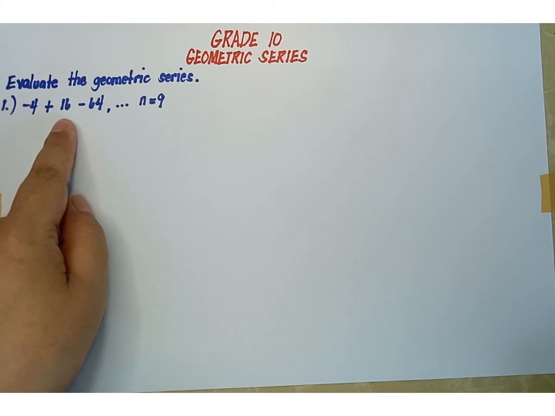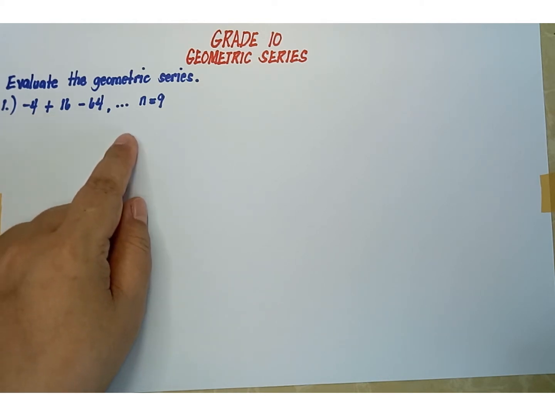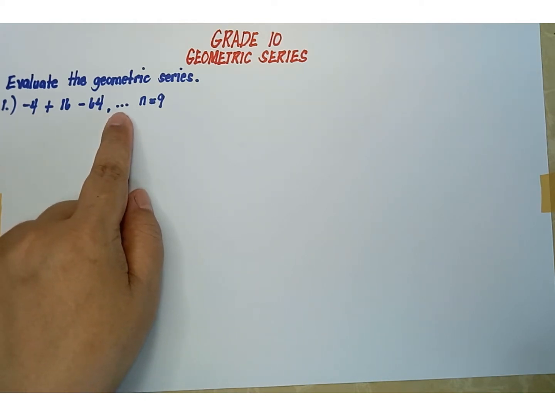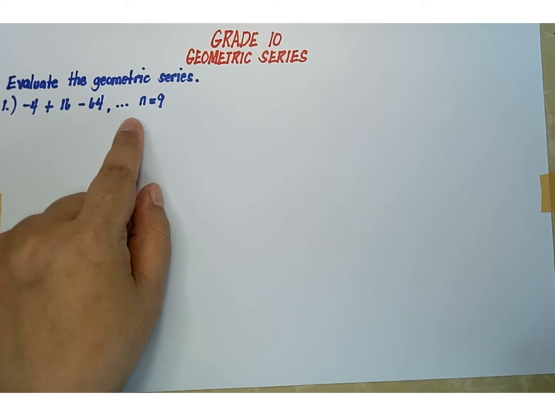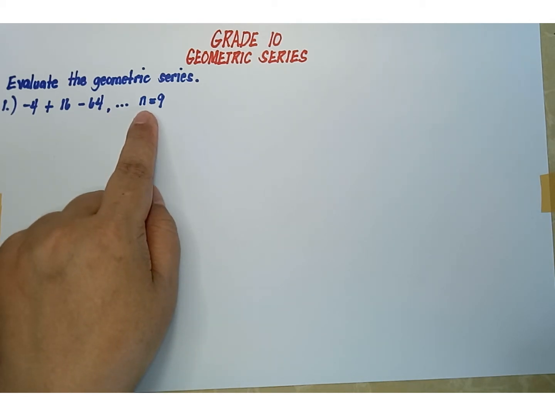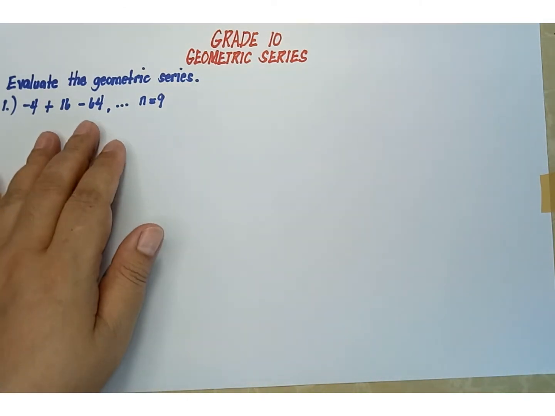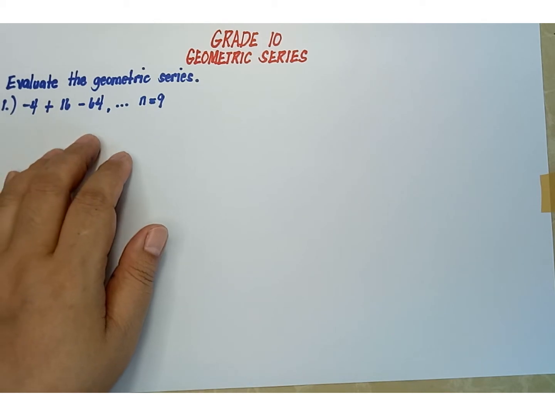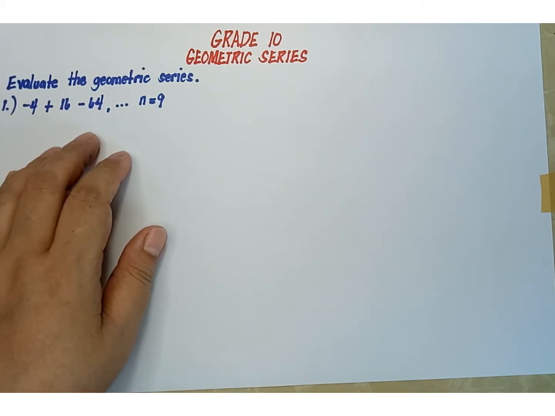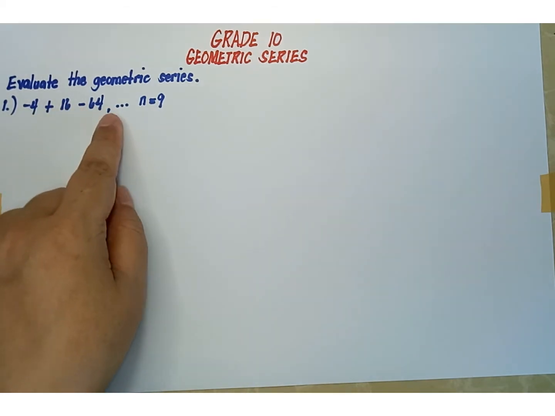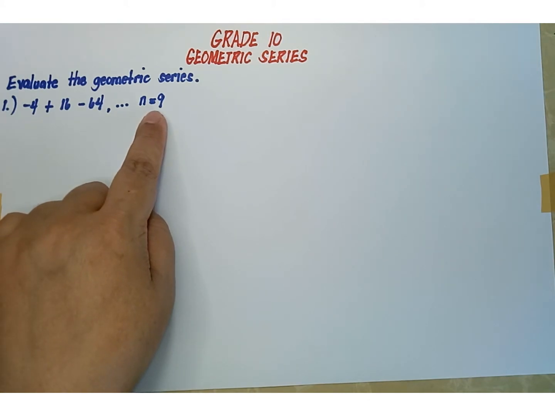-4 plus 16 minus 64. Itong symbol na 3 dots or ellipses means may continuation pa. Tapos given ang information na n equals 9. So ang sinasabi ng instruction, hanapin mo ang sum ng geometric sequence up to the 9th term.